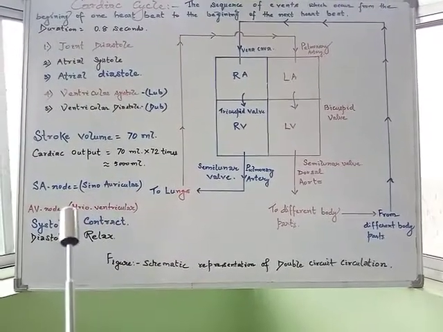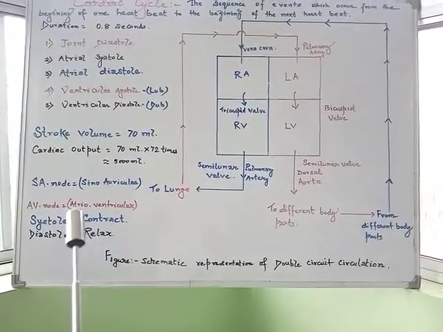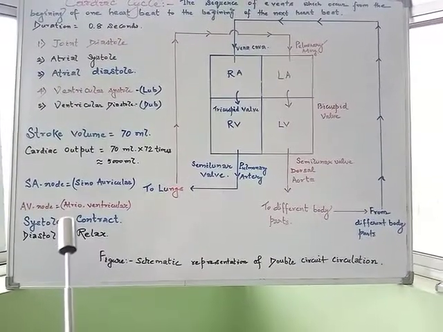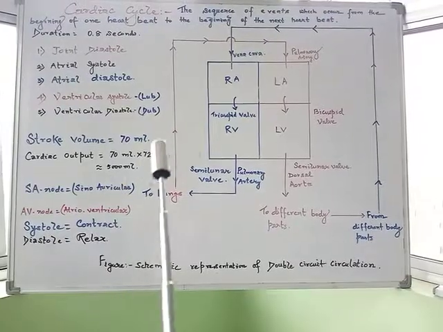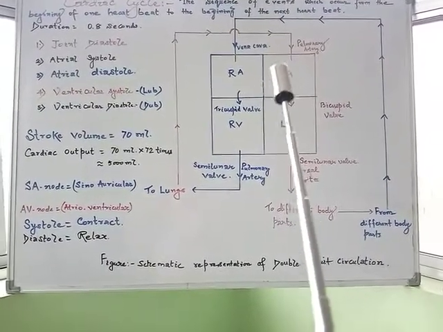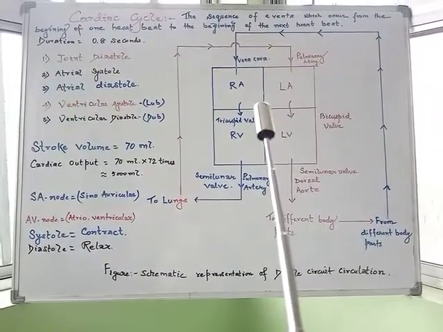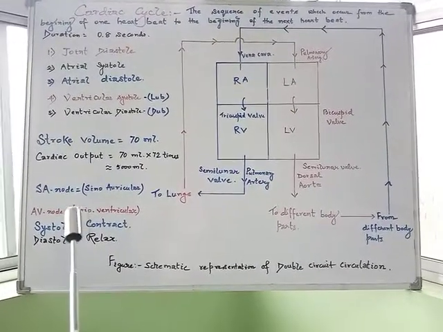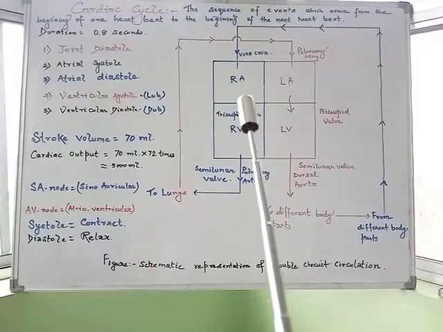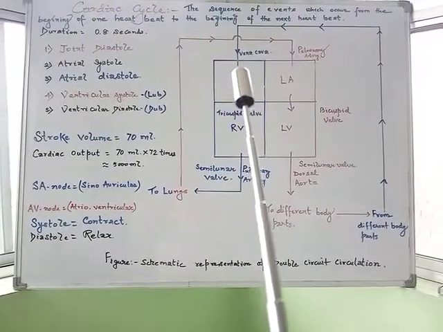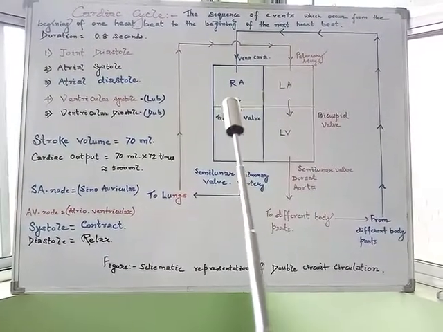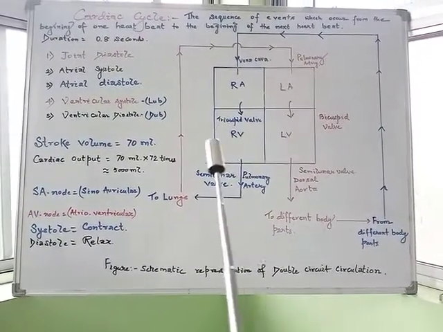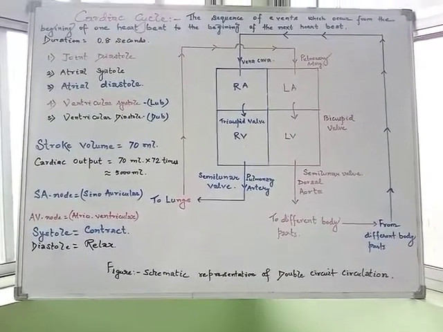One more is the AV node, the atrioventricular node. It is also a specialized cardiac muscle fiber on the interatrial septum, meaning the wall which partitions the left auricle and the right auricle. There this particular AV node is present, on the right side, and it forms the only continuity between the atrial and ventricular muscles.